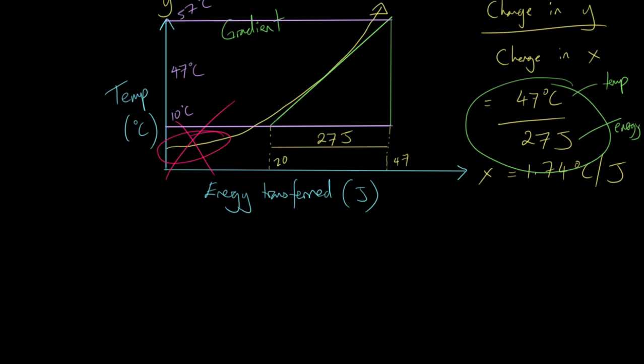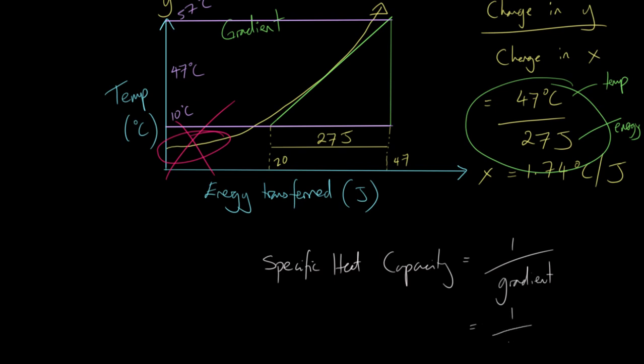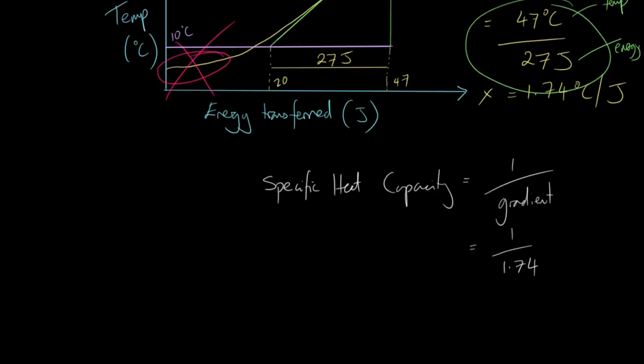So what you need to do to work out the specific heat capacity here is you need to do 1 over the gradient. And I literally mean you would be doing 1 divided by, in my silly example, 1.74. Okay? And that will output you a number, and that number is a specific heat capacity with a unit of joules per kilogram degrees C.